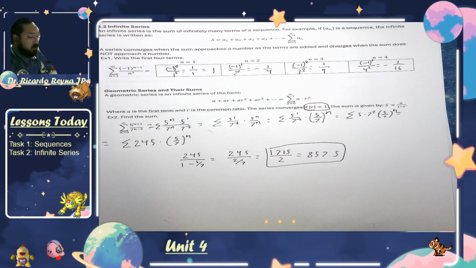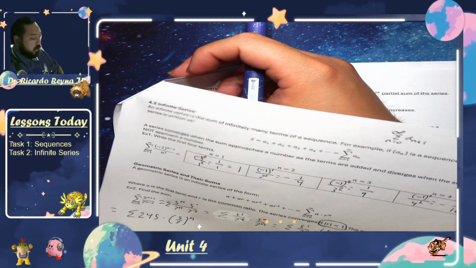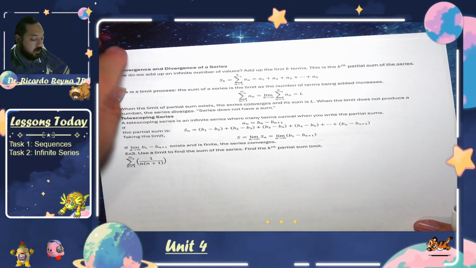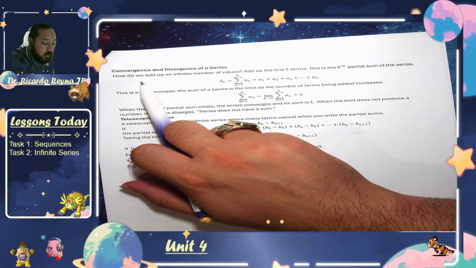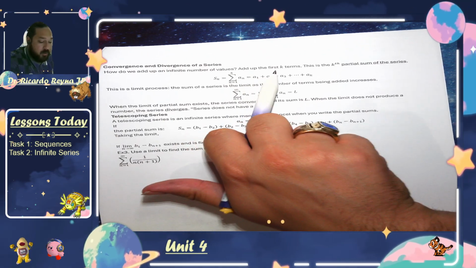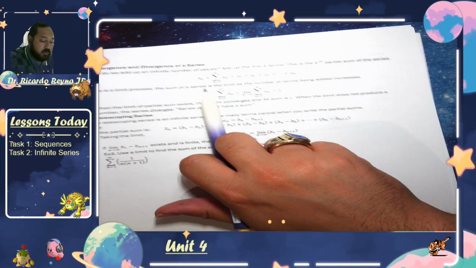Let's go ahead and move on to the last page. So the last page basically goes over the rest of the detail. Convergence and divergence of a series. How do we add up an infinite number of values? Add up the first k terms. This is the kth partial sum of the series.